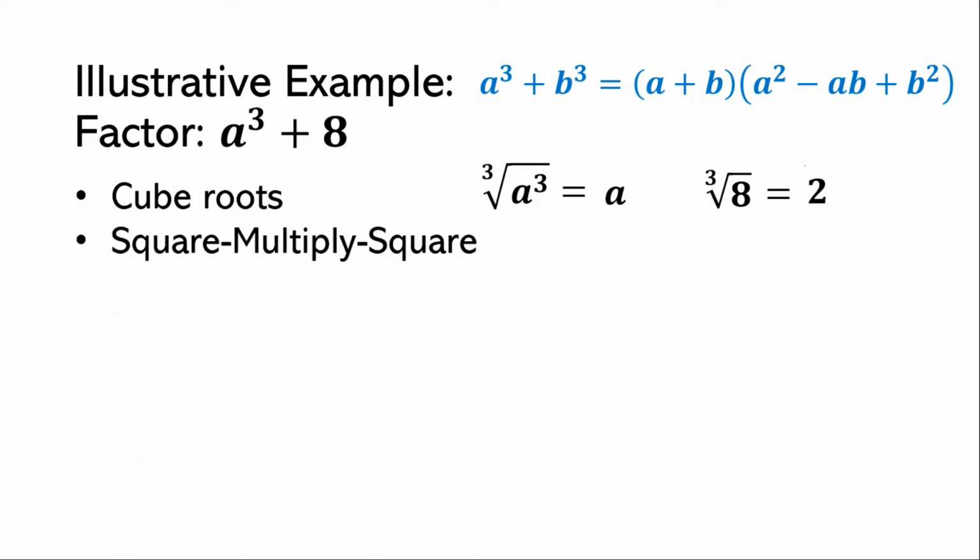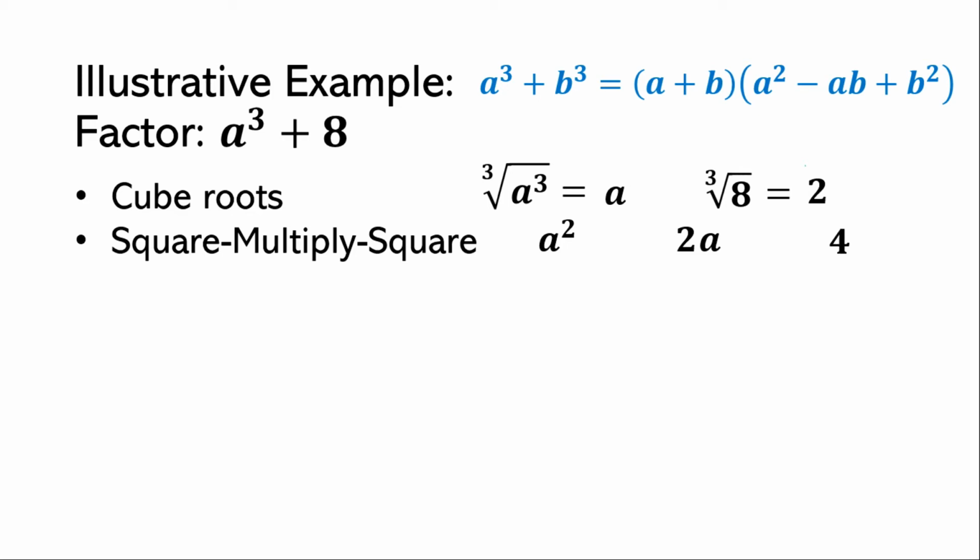Next, for the square multiply square, square the first term, o yung unang cube root na nakuha natin, which is a. Kaya naging a squared. Then, i-multiply natin yung dalawang cube root na yon, which is a times 2. That's why we're going to have 2a. And then, square naman natin yung pangalawang cube root, which is 2. And 2 squared is 2 times 2, which will give us 4.